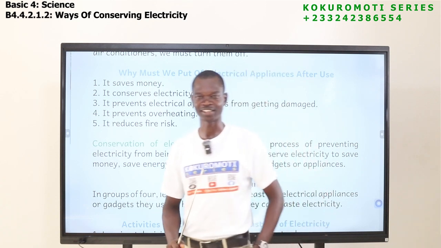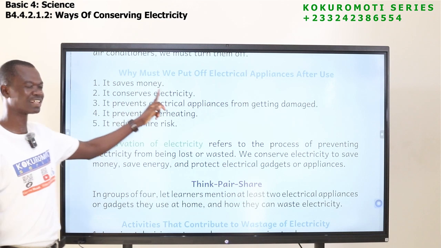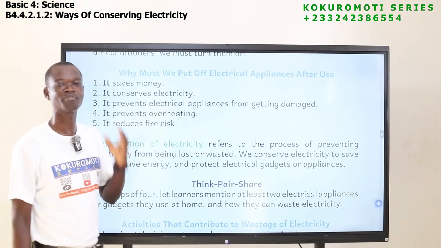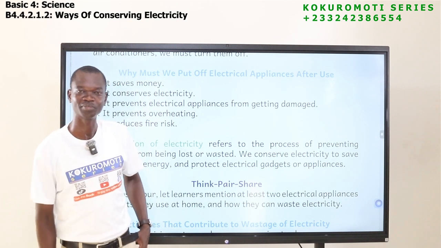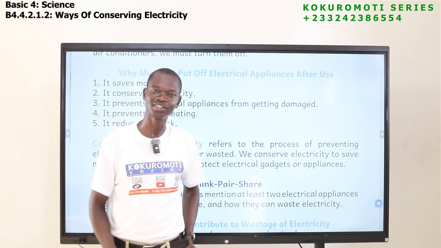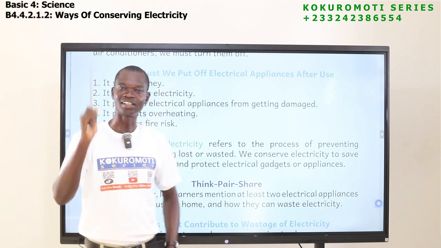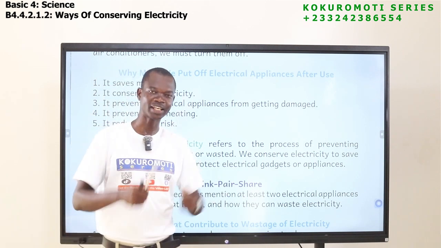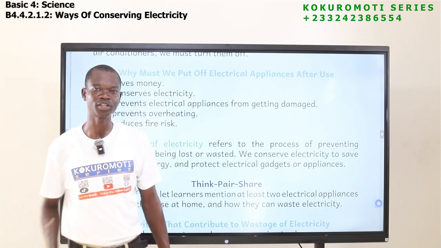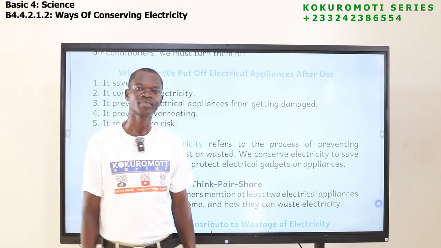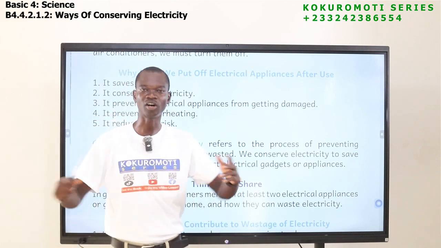So the reasons are here. You must turn them off before you go because it saves money. It will save what? Money. Do you understand it? The electricity that you use, we pay for. So just imagine that the television is on, it's consuming energy. You are not in the room. No one is in the room. You are in school, your parents too, they are at work. The bulb too, the outside bulb, the inside bulb, they are all on.